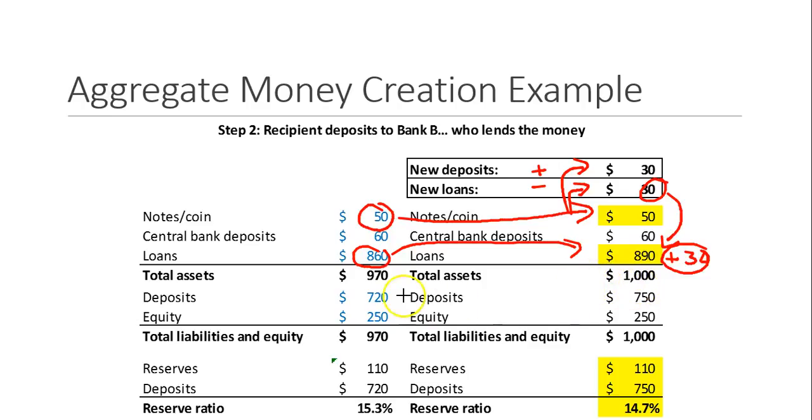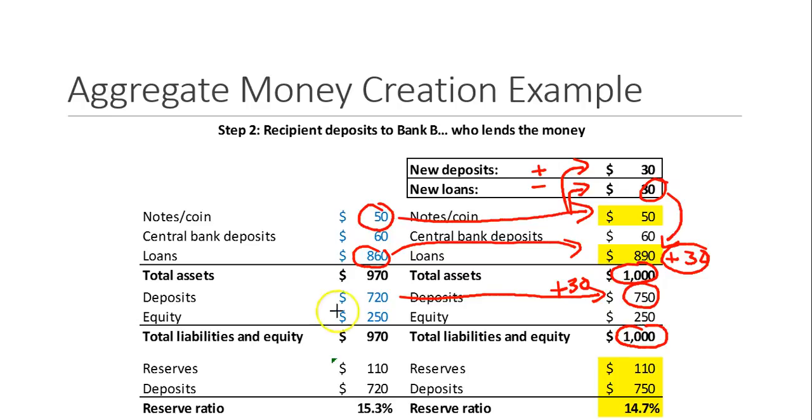Notice that deposits is also increasing. Deposits has gone up by $30, from $720 to $750. And so what is changing in Bank B that didn't change in Bank A is total assets and liabilities. We have total assets increasing from $970 to $1,000, and liabilities and equity has increased, also, of course, matching to $1,000.